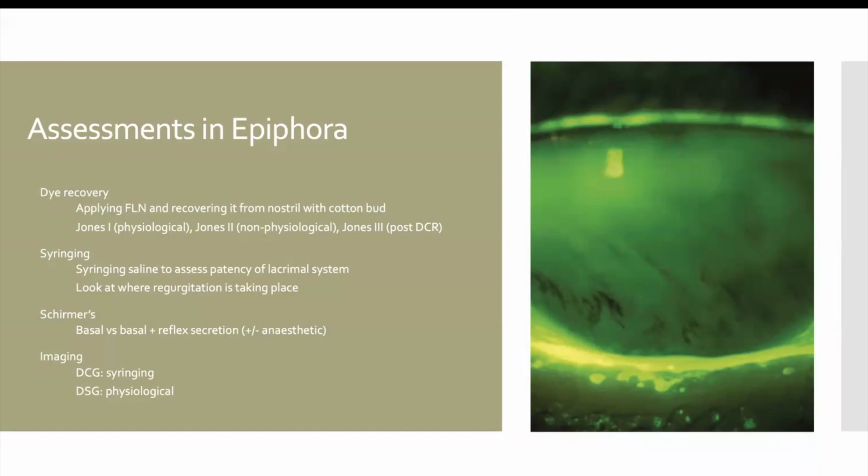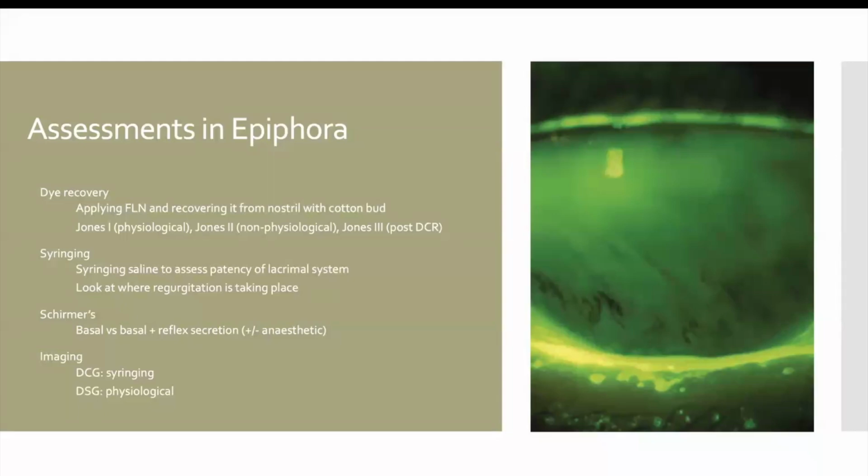Whereas Jones 2, you're actually going to syringe the fluorescein through, and you're going to see whether or not you can get it. So Jones 2 sort of assesses the fact that the system may be patent, but it may require a bit of pressure, potentially pointing you down to a possible functional component to nasolacrimal duct obstruction. And then there's this sort of pseudo Jones 3 kind of test, which is essentially a post DCR to check that the system is actually patent.